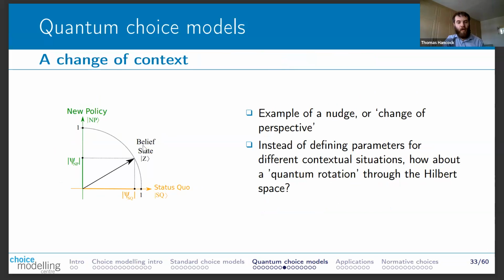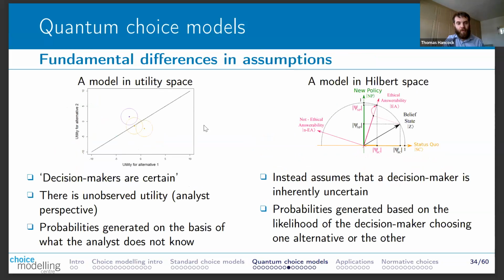What happens when we have some sort of change of perspective or a nudge is that we rotate this belief state around in this system. This is just summarizing those differences in the structures. The main difference here was that in the utility model, the decision makers are certain and there's unobserved utility from the analyst's perspective. In the quantum model, it instead assumes that a decision maker is inherently uncertain.